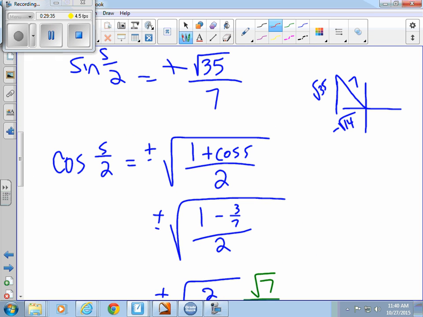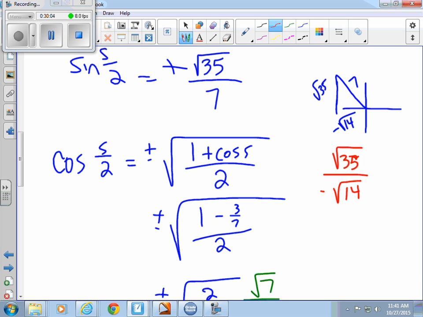Tangent would be opposite over adjacent. Does everyone agree? So radical 35 over negative radical 14. Any questions so far? You have 2 options at this point. You can go ahead and rationalize and then reduce, or you could reduce before you rationalize. If you are working without a calculator, you would want to reduce before you rationalize.